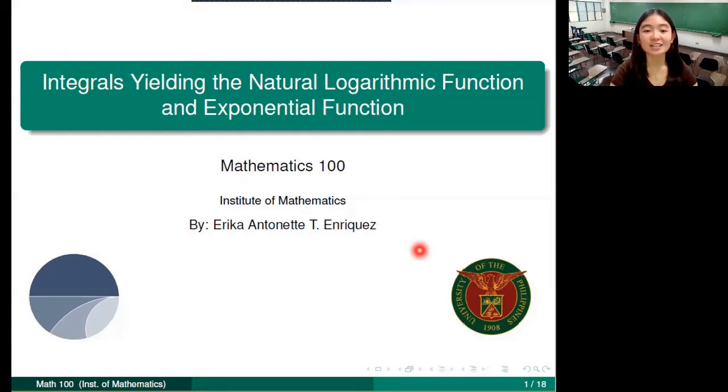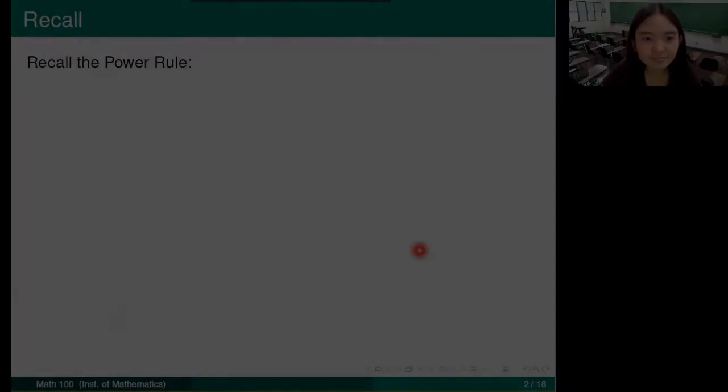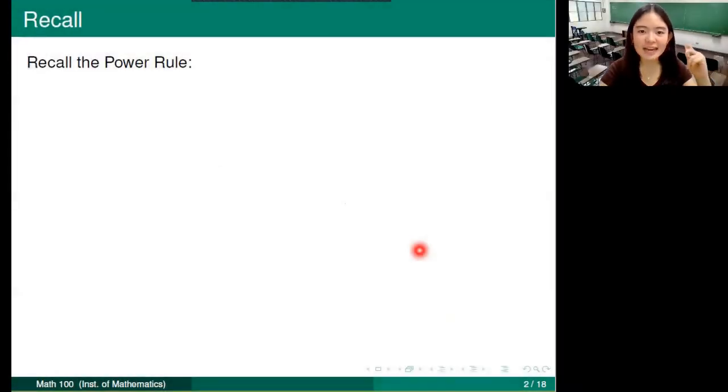Ano yung mga integrals involving them? Alright, so let's start. Okay, so before we give the actual formulas, siguro let's try to derive kung paano siya nakuha. No? So, dun muna tayo dun sa ln, sa natural logarithmic function.